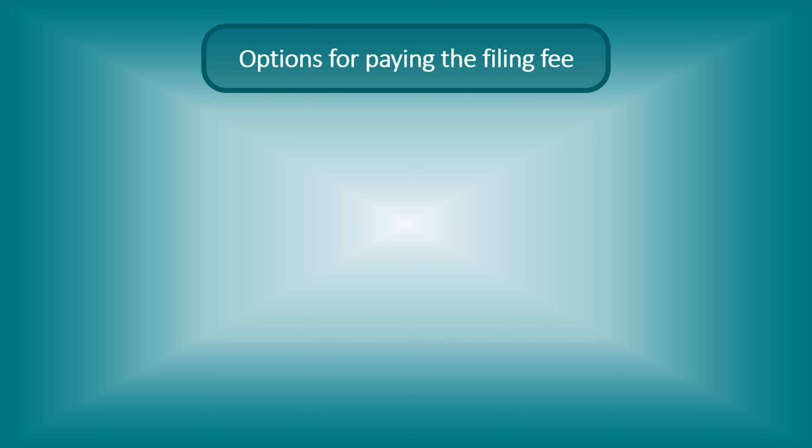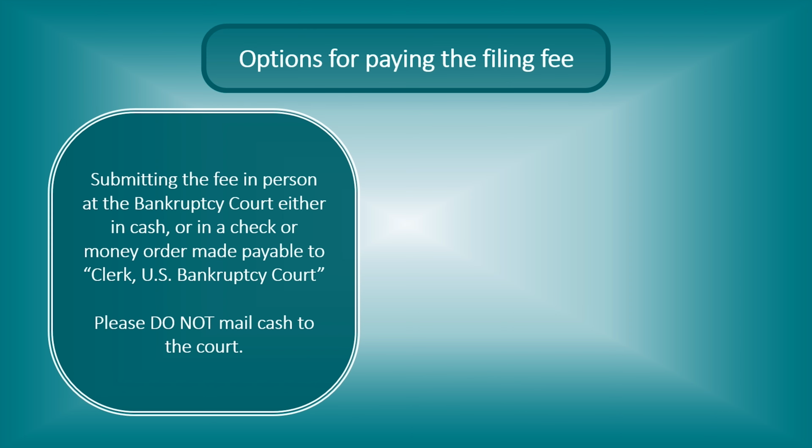In addition to submitting the 3 documents in physical paper form, you'll also decide how you'll be paying your filing fee. You have 3 options to pay your filing fee. First, you can pay the filing fee in the exact amount in cash, a cashier's check, or money order made payable to Clerk, U.S. Bankruptcy Court at the time you submit the 3 documents. Please do not mail cash to the court.